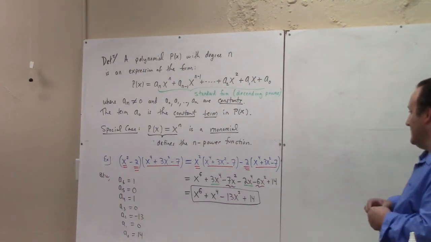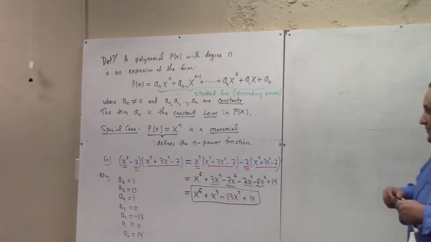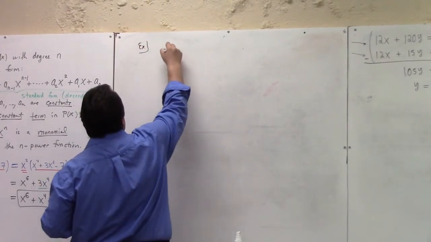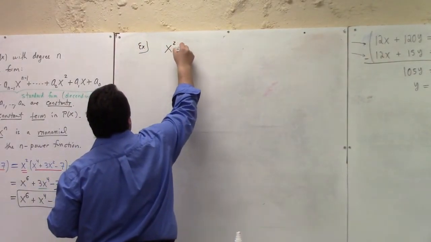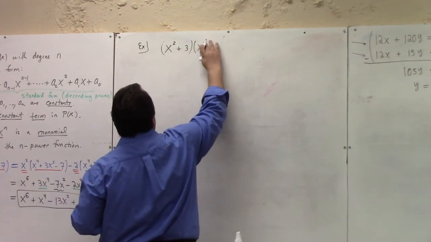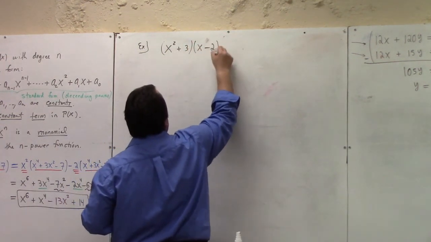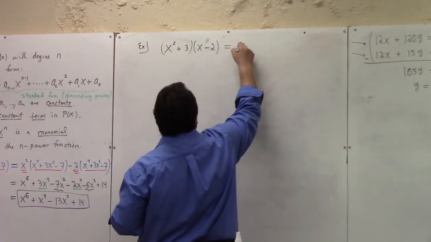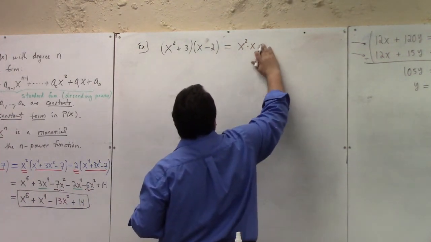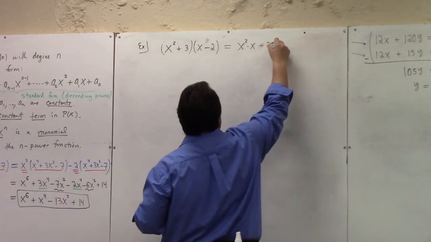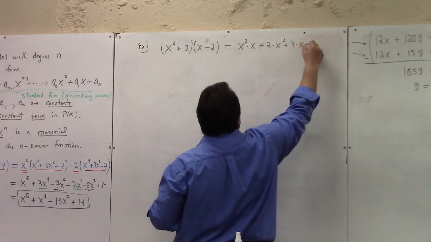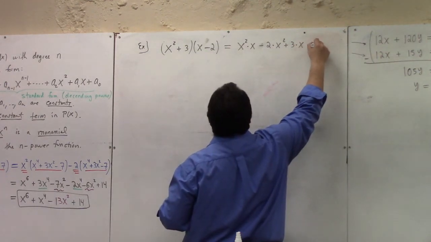All right. So that's multiplying polynomials. Of course, it doesn't have to be so complicated, right? We could have x squared plus 3 times x minus 2, right? And you get x squared times x, minus 2 times x squared, plus 3 times x, minus 3 times 2, right?